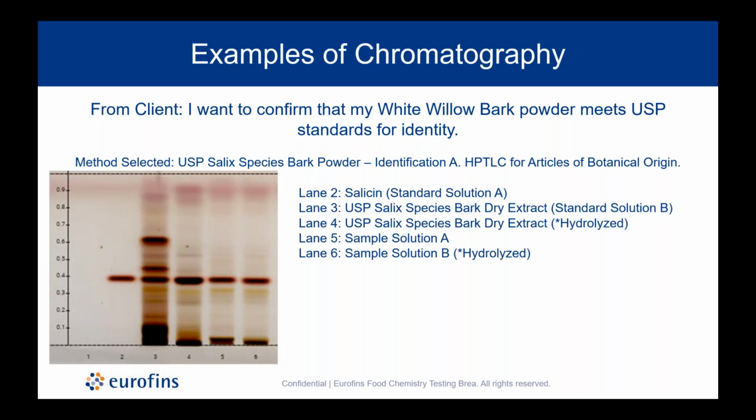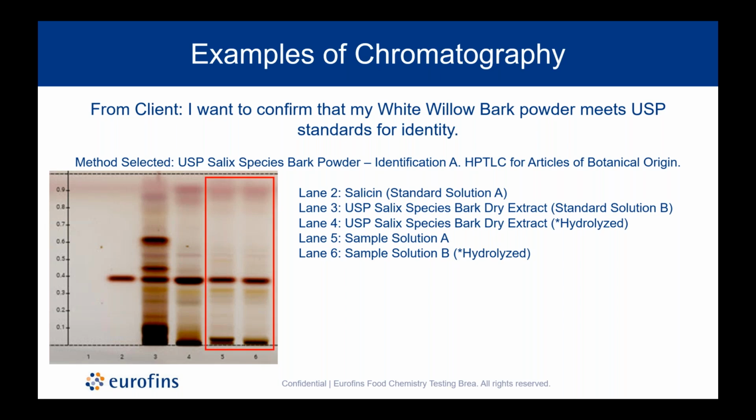And so again, we have our images and our lane assignments. From left to right, we have our standards. Salicin is the single band in the first lane that you see, lane 2. The next lane, lane 3, is our Salix species bark standard, and that is standard solution B in the method. In lane 4, what we have is a hydrolyzed version of the Salix species bark extract.